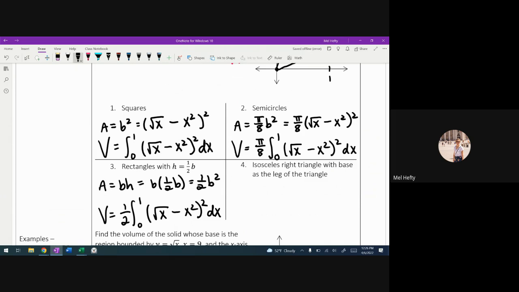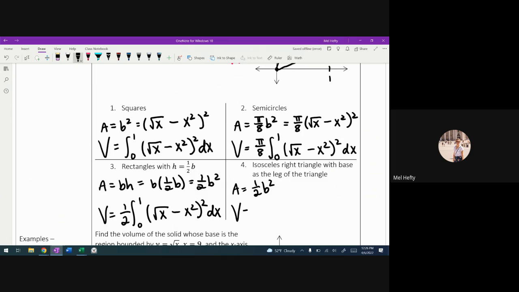All right, the last one. Let's see if you can remember without looking at the front page of your notes. Challenge. Isosceles right triangle with the base as the leg. Do we remember what thing went in front of b squared? 1/2 b squared. All right.